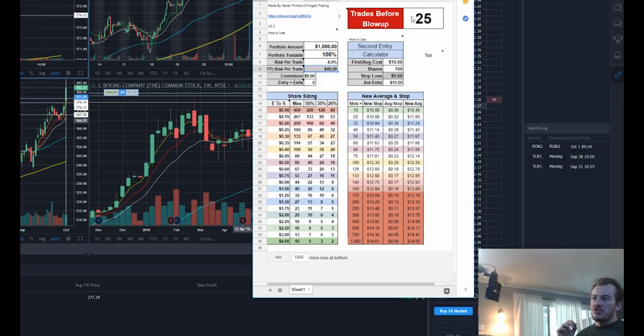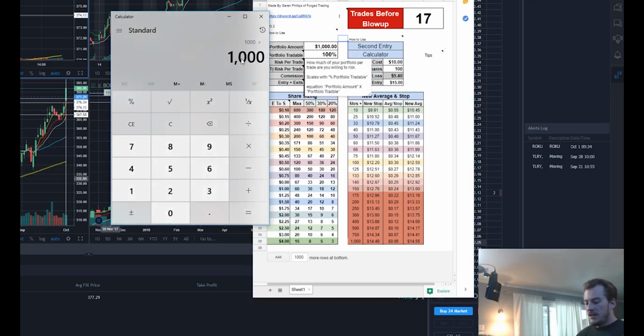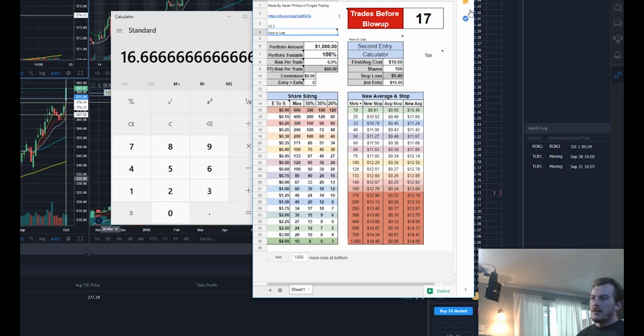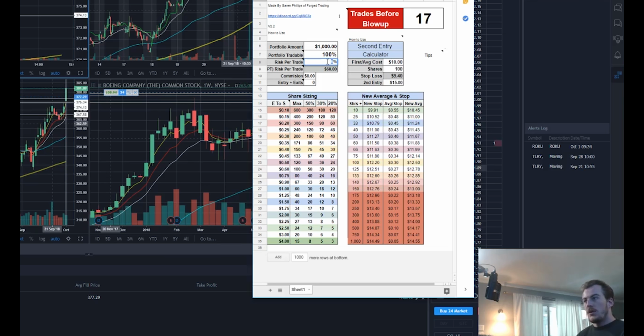You can see that this number's changing as I change this percentage. This is basically telling you how many trades you can take before the account blows up. If you take $1,000 divided by $60, which is the risk per trade, you get 17, or you actually get 16.6, but I rounded up to 17. We're going to aim for $40 instead for this video. And this is a nice feature as well.